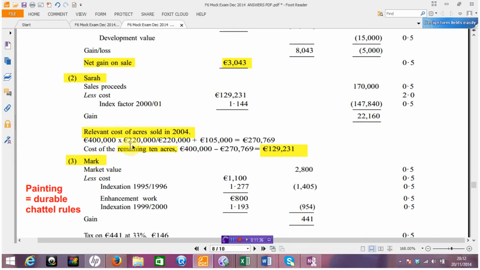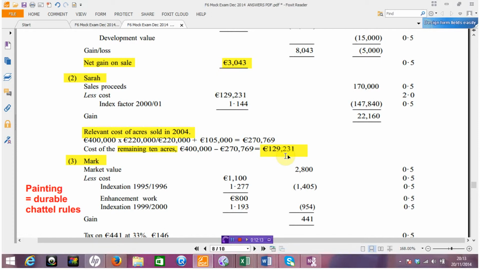And what they've had to do is really to take those acres and really apply their A over A plus B formula, which is simply just proceeds over proceeds plus remaining element. Okay, and by doing that and by applying that formula to the 400, they get the value of the cost that was taken out in 2004. So if they take that 270, take it off the original cost, they get the balance that is left. So this is really the balance that is left in our current year. So a slight twist on the A over A plus B or part disposal formula, but not overly complicated.